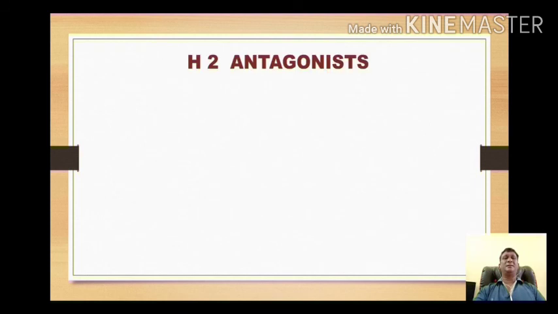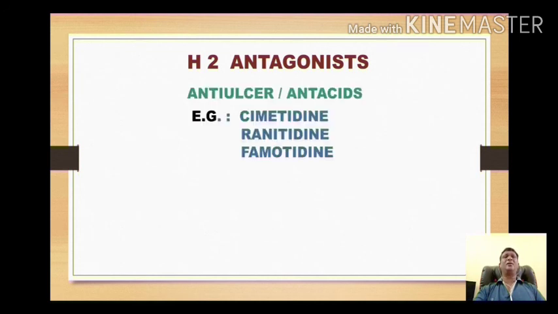The next broad category is H2 antagonist, which are referred as anti-ulcer or antacids. And from here we have the example like cimetidine, ranitidine, and famotidine. So that is all about the classification of the H1 and H2 antagonist. So students, we will go through into their general structure consideration, the SAR activities, and the information about the individual compound into the next video.